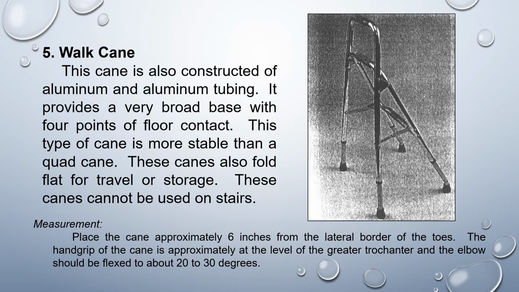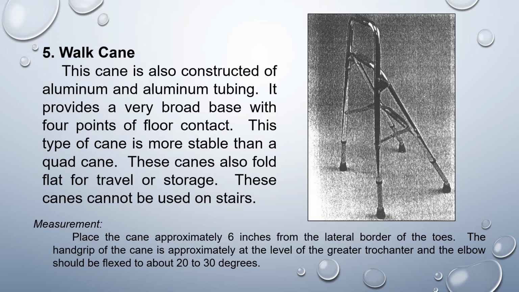This cane is also constructed of aluminum and aluminum tubing. It provides a very broad base with 4 points of floor contact. This type of cane is more stable than the quad cane. So, walk cane po is more stable than the quad cane. This cane also falls flat for travel or storage. This cane cannot be used on stairs. Okay, kasi mas mahirap na gamit sa stairs kasi bulky naman siya masyado.